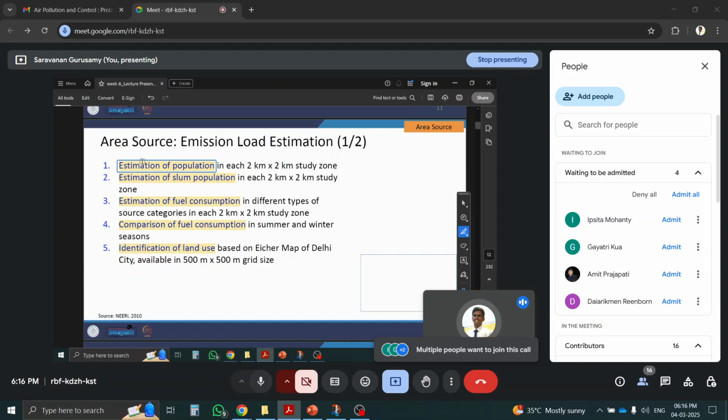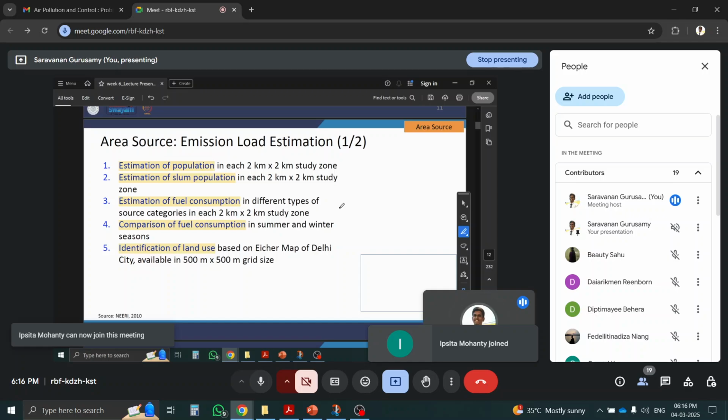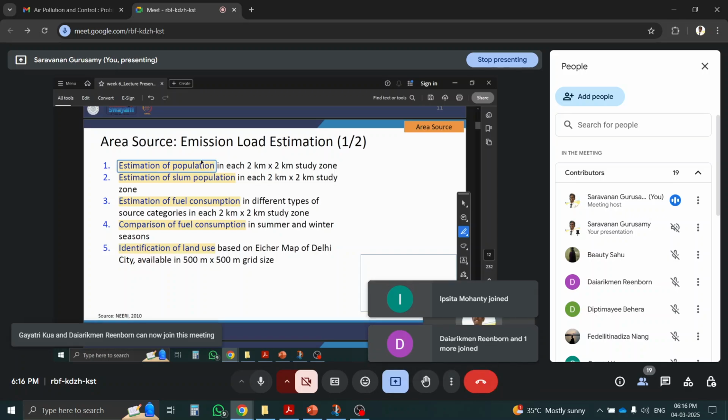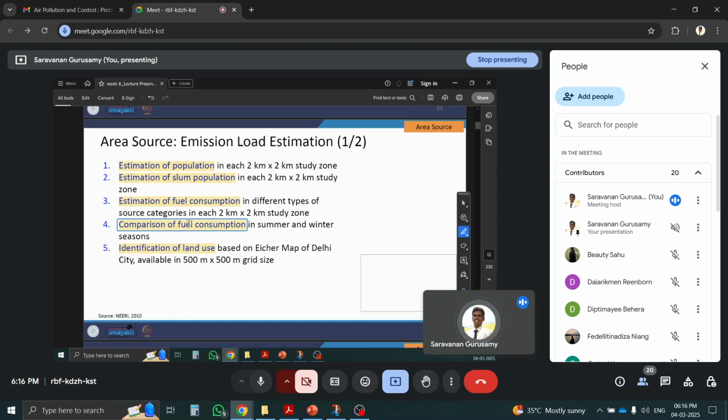They took five data sets. First is the population, second is the slum population, because for the 2 kilometer cross 2 kilometer area, as a smaller area study, they have to estimate for different areas. So for that, they first took the population in the 2 kilometer study area, and then the slum population of the same 2 kilometer cross 2 kilometer study area. Then the fuel consumption of the people. Then the comparison of fuel consumption should be done for seasonal variations like summer and winter seasons.